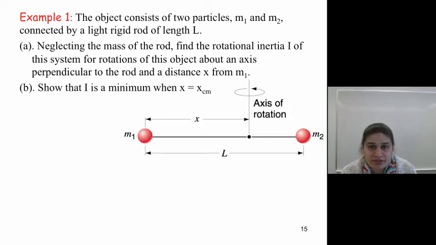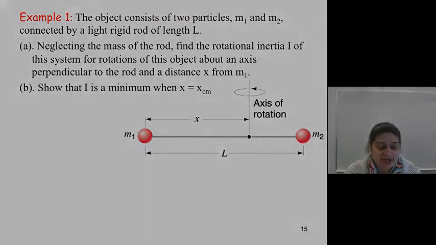An object consists of two particles, mass m1 and m2, which are connected by a light rigid rod of length L. Neglecting the mass of the rod, find the rotational inertia I of this system for rotations of this object about an axis perpendicular to the rod and at a distance x from m1. Part B, show that I is a minimum when x is at x center of mass.